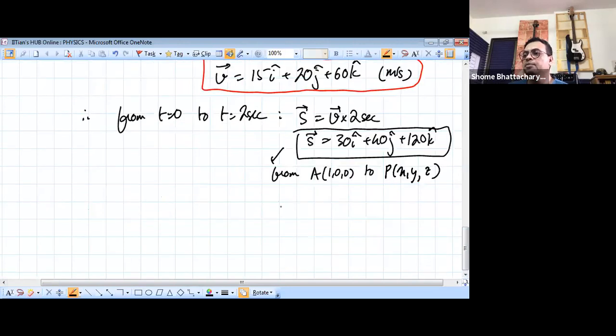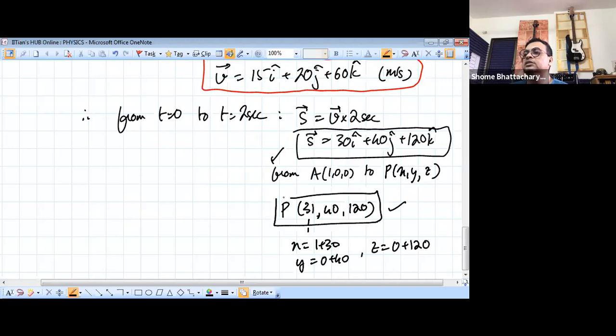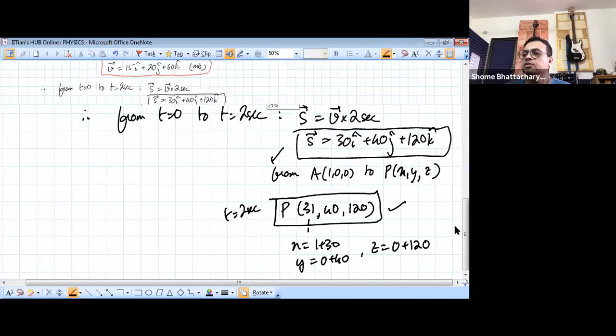Okay. So the point P will have coordinates what? 31, comma 40, comma 1. The x coordinate of P will be 1 plus 30. The y coordinate will be 0 plus 40, and the z coordinate will be 0 plus 1. So that is why the coordinates of that point after 2 seconds will become this. This will be after 2 seconds. Okay. So I'm just minimizing this for 2 seconds.